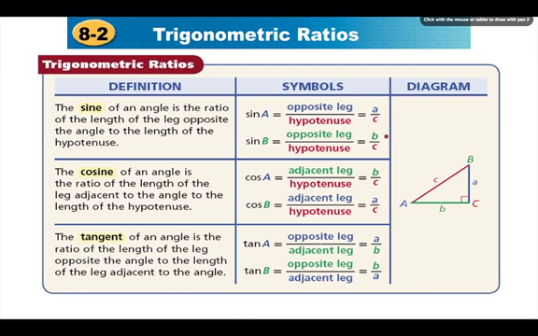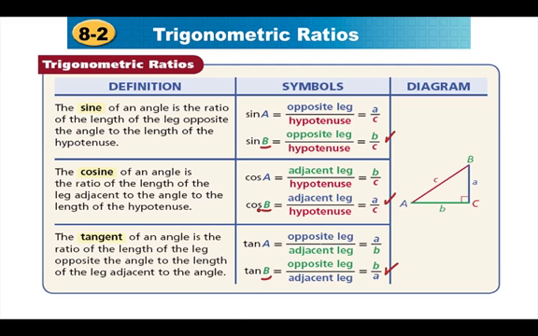How do I get these other three ratios? The only difference is now that I have a different reference angle. I'm looking at the triangle from this angle now. So let's focus on sine of angle B. By definition, it is opposite leg over hypotenuse. So if I'm here, which leg is opposite to angle B? This one. Which one is the hypotenuse? It has not changed. That's why we have B over C.